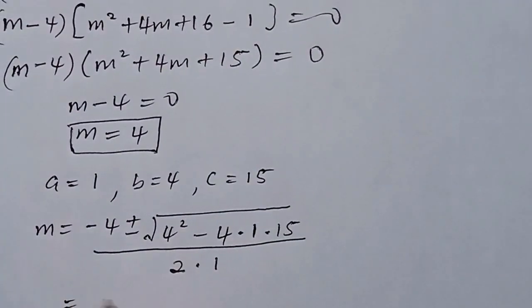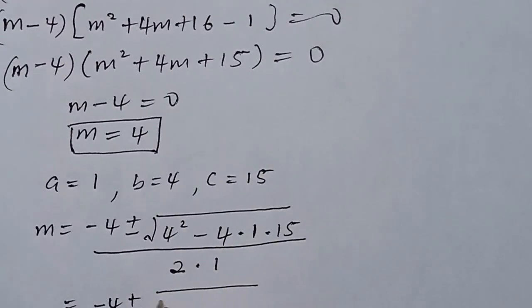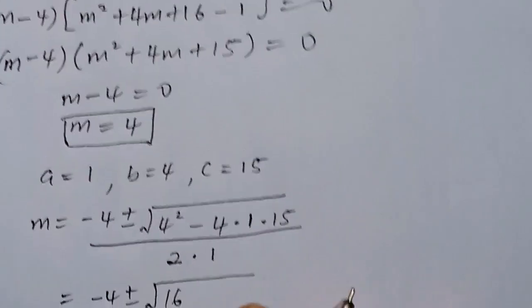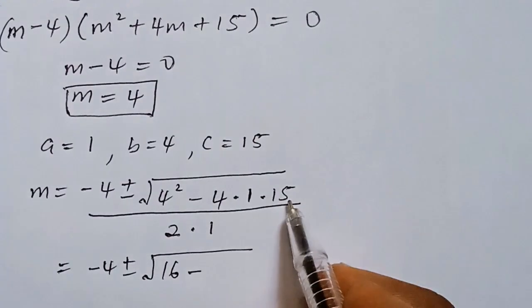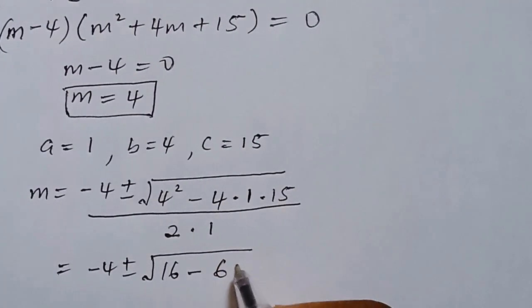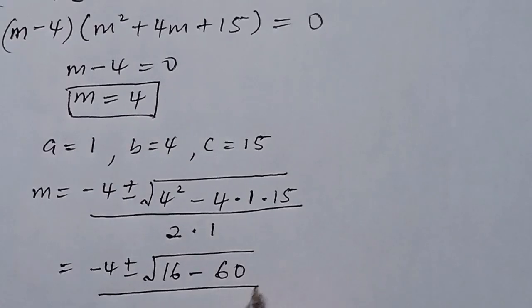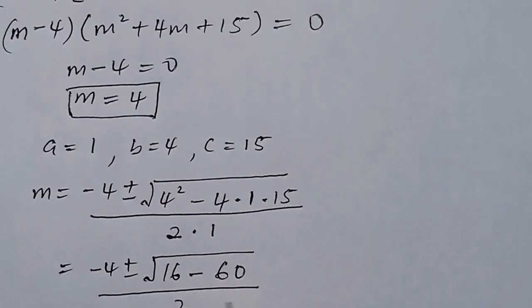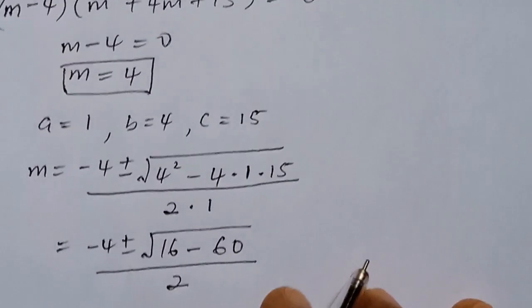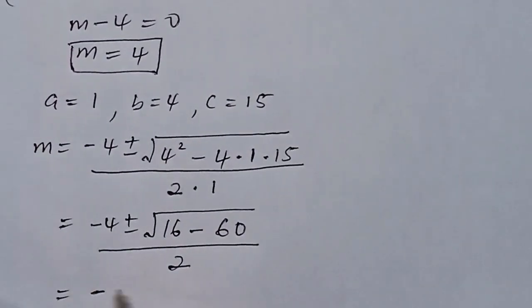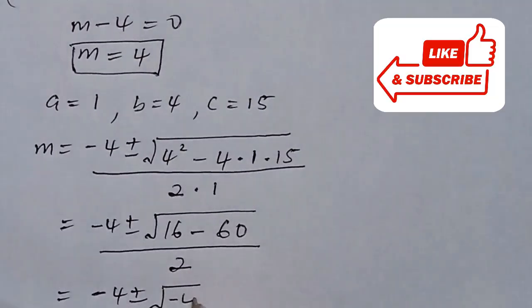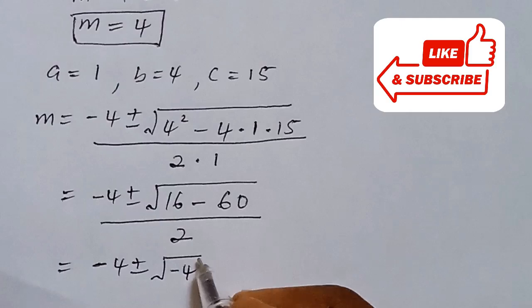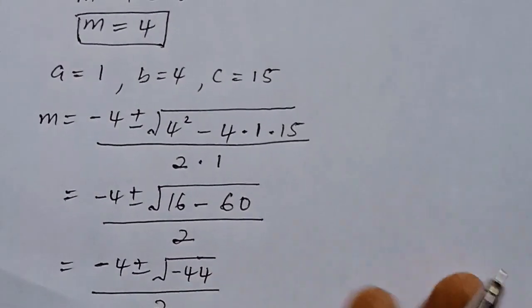So if we simplify this, we have minus 4 plus or minus square root of 16 minus 4 multiplied by 1 multiplied by 15. We have that to be 60, all over 2. And this will simplify what we have in the radical, then that will be equal to minus 4 plus or minus square root of minus 44 over 2.